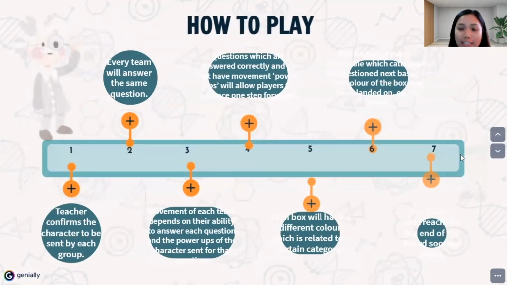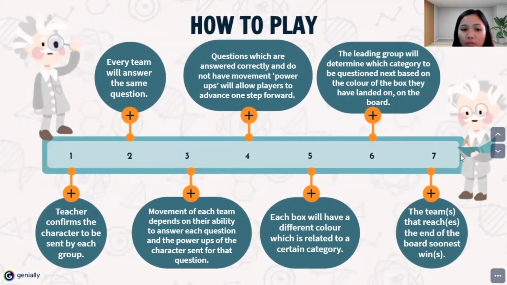Now, this is the gameplay of Flash. When the teacher confirms the character sent by the group, everyone will answer the same questions. The movement of each group depends on their ability to answer each question and the power-up of the character sent for that question. Questions answered correctly without a movement power-up allow players to advance 1 step forward. Each box has a different color related to a certain category, and the leading group will determine which category to be questioned next, based on the color of the box they land on. The team that reaches the end of the board soonest will be the winner.